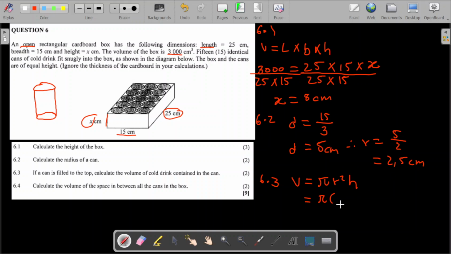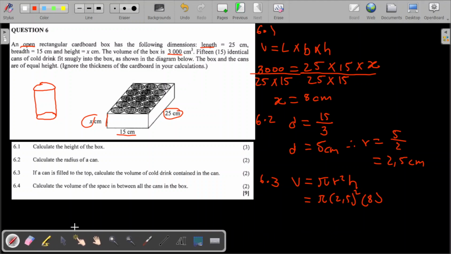So we have r is 2,5 squared, and the height is 8. Punch it into your calculator and I get 157,08 centimeters cubed. It is very important to write the unit, guys. Make sure you don't forget.